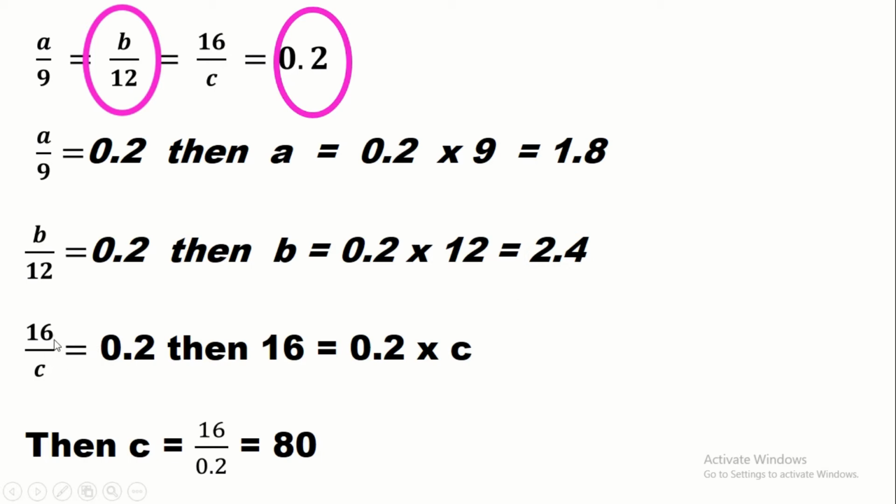Well, here 16 over C equals 0.2. We move C here, divided by becomes times. So 16 equals 0.2 times C. Now we want to find C. We move 0.2 to the denominator. So C equals 16 over 0.2, since times becomes divided by, is equal to 80.